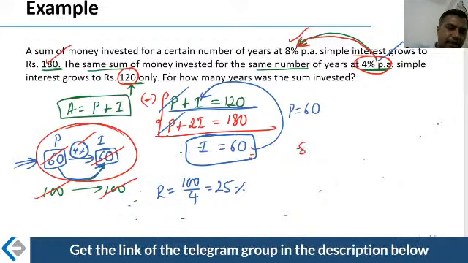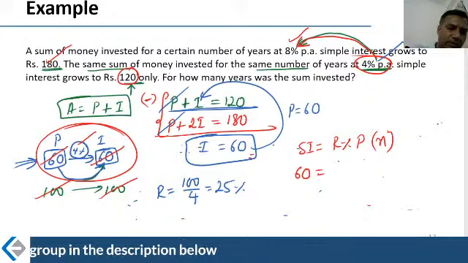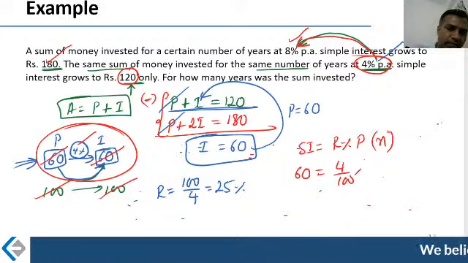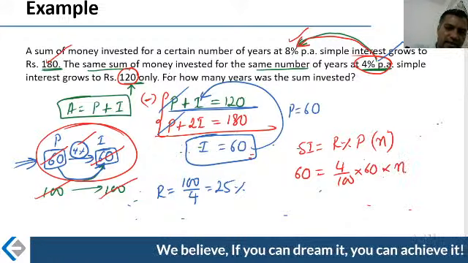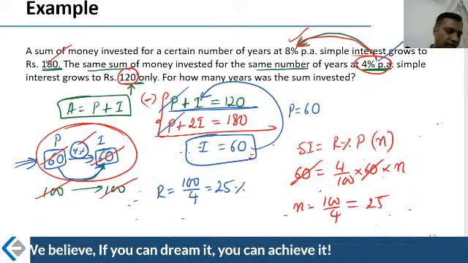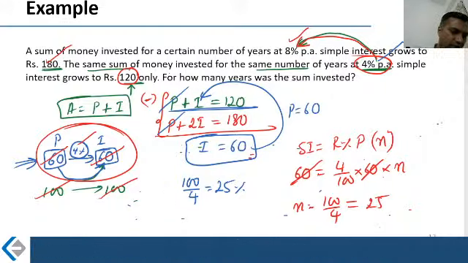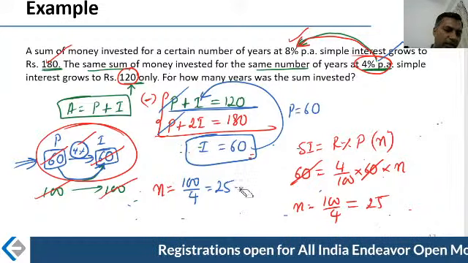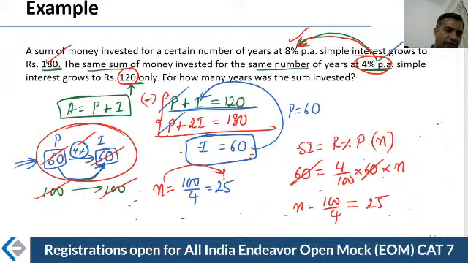Simple interest is equal to R percentage of principal into n number of years. What is the simple interest? 60 rupees. What is R percentage? 4 by 100. What is the principal here? Another 60 rupees. What is n? n is the number of years. You cancelled it. Therefore, n is equal to 100 by 4. You would have written this extra step to understand and write it as 25%. So n is nothing but 25 years. Same 25. Instead of getting it like this, you would have done this extra work, which wasn't required.